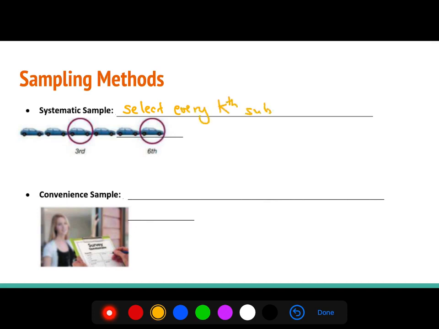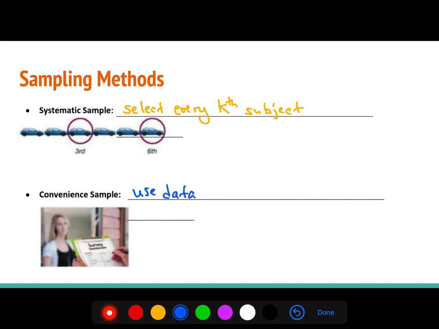A systematic sample is where you're going to select every kth subject. So I got a picture of you lining up the cars and you choose every third car. Maybe I call on every fifth kid in class, something like that. It's systematic, and that's not good if people can figure out the system.